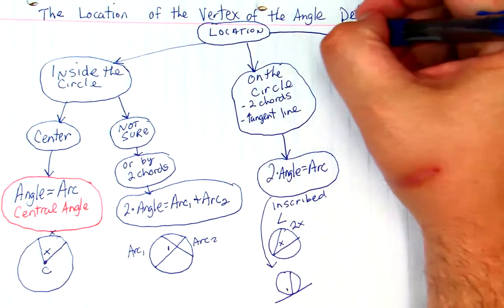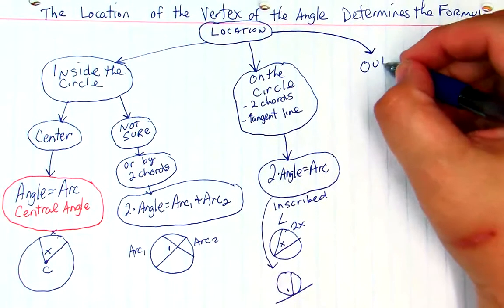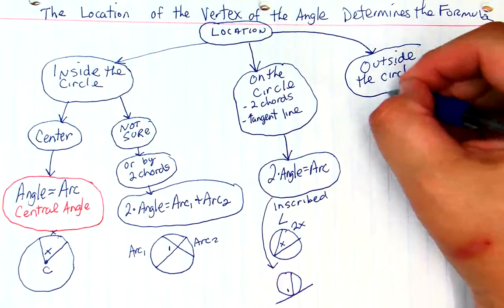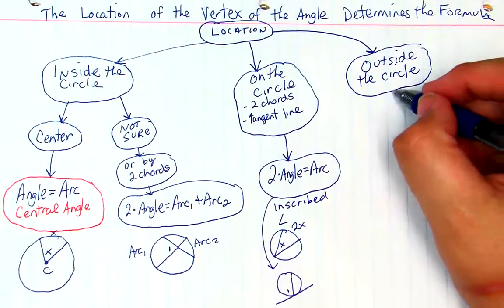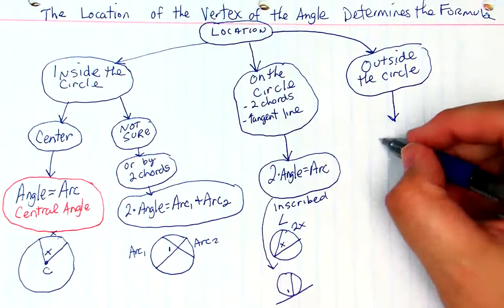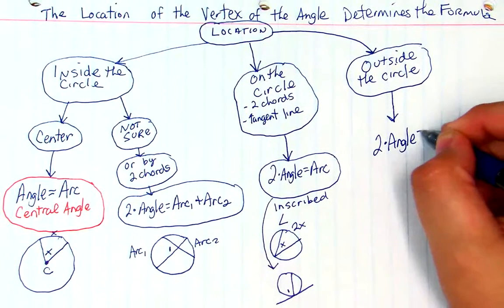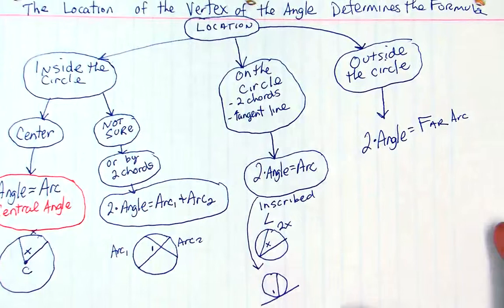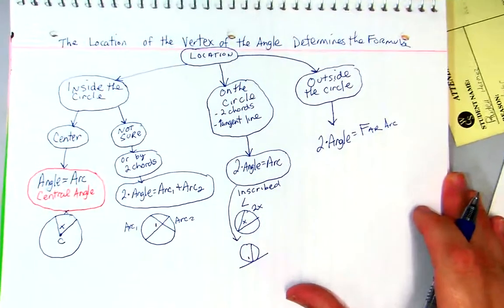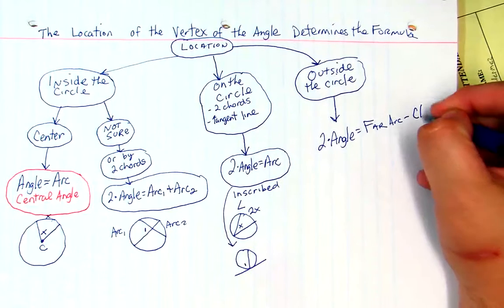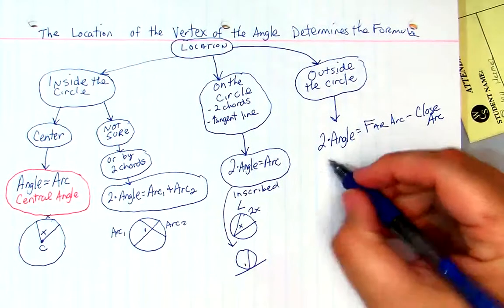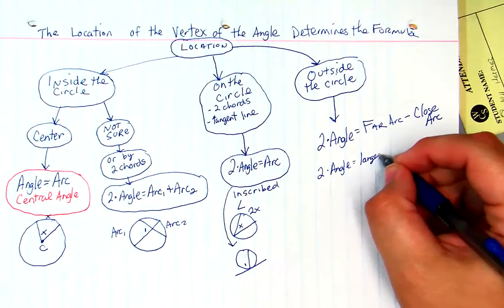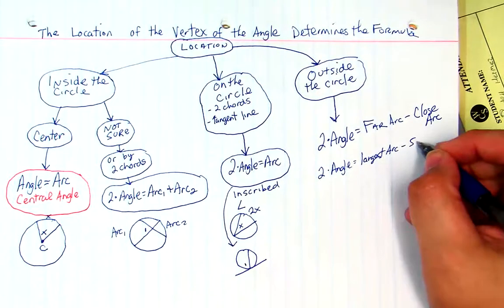And the last one is outside the circle. The vertex of the angle is outside the circle. And the formula you're going to use here is 2 times the angle is equal to the far arc. Let me move that out just a wee bit here. Minus the close arc. Or 2 times the angle is equal to the largest arc minus the smallest arc.